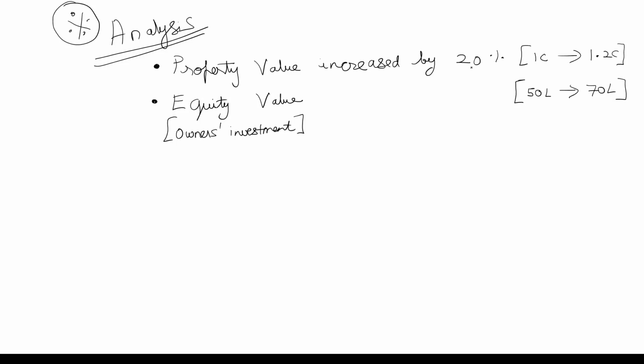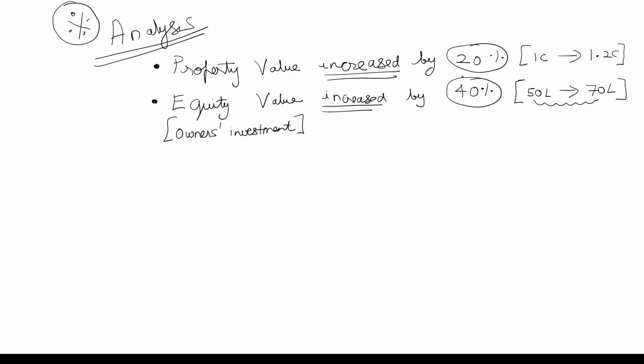So basically here I am talking about a 40% increase. 50 growing to 70, it is a 40% increase. So let me put that here. Equity value increased by 40%. So the property value increased by 20% and the equity value increased by 40%.